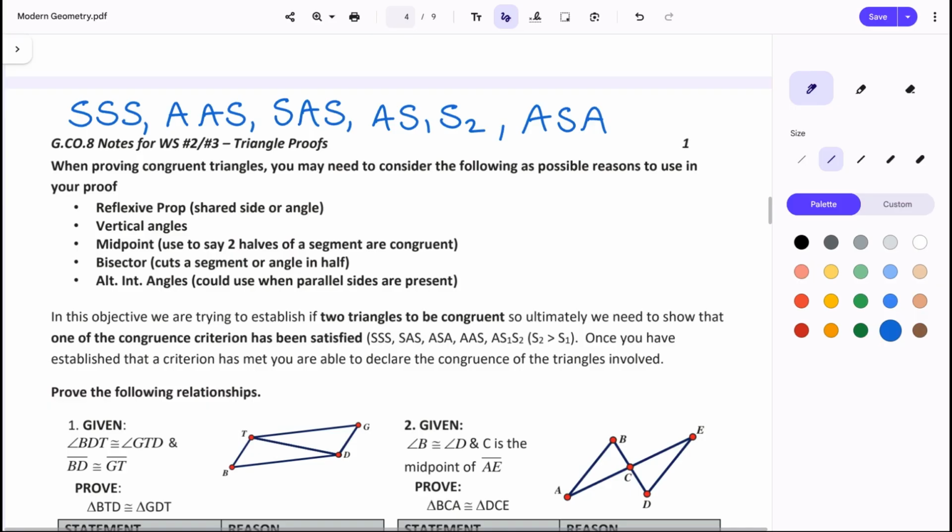So if you guys go right underneath that, there's all those bullet points. You know, they say reflexive property, vertical angles, midpoint. Those are the things I want to talk about right now because those are the things that you're going to want to be looking for as you get into your proofs to try to add more stuff to your picture. Because they will give us some information in our given, but they're not going to give us everything. And so we need to be able to add stuff to it in order to get to one of these tests. So let's talk about reflexive property.